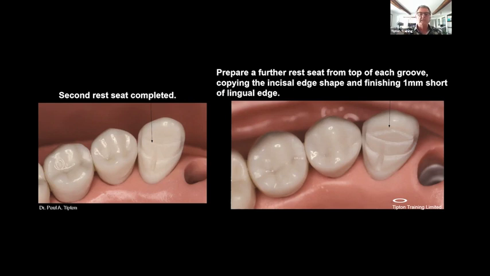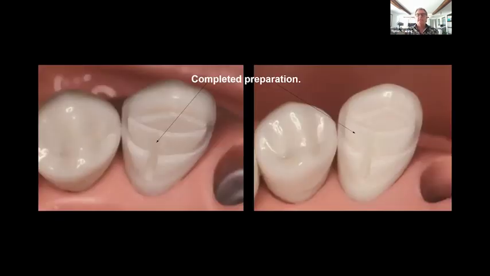There's my third rest seat. And there's the completed preparation. Takes a bit of getting used to. Okay, non-reversible, but nothing indenting.